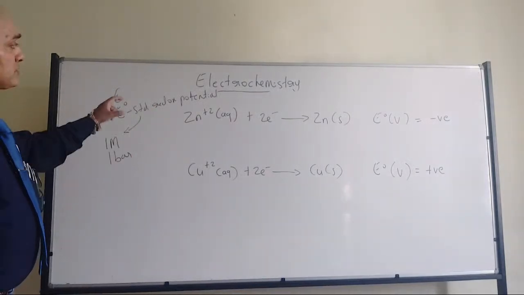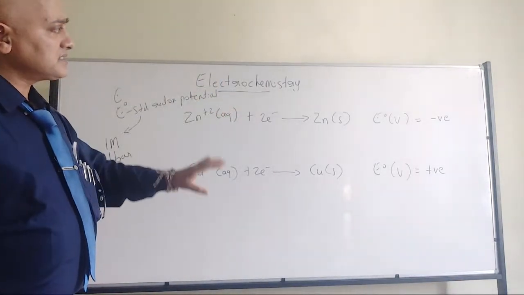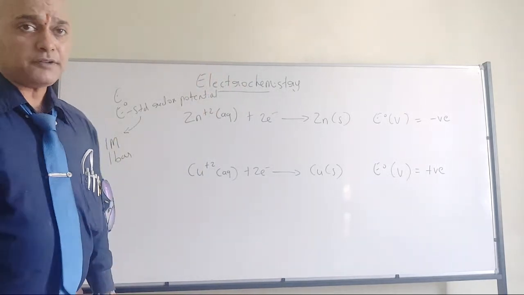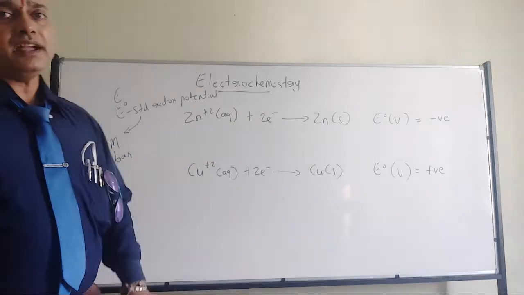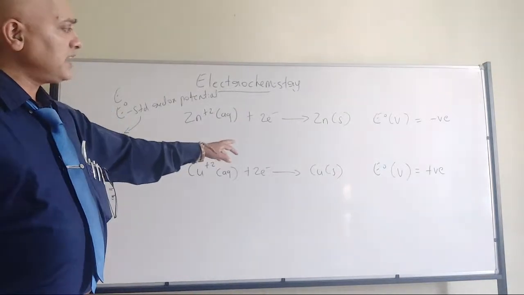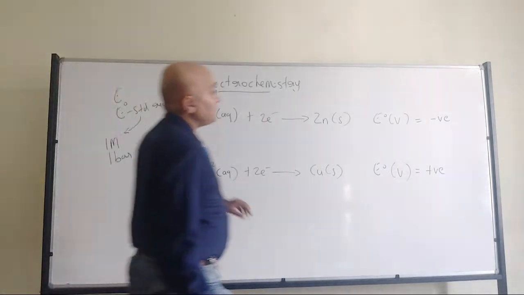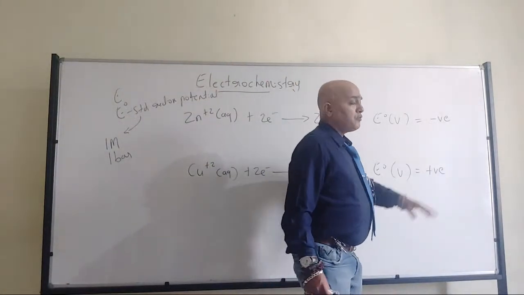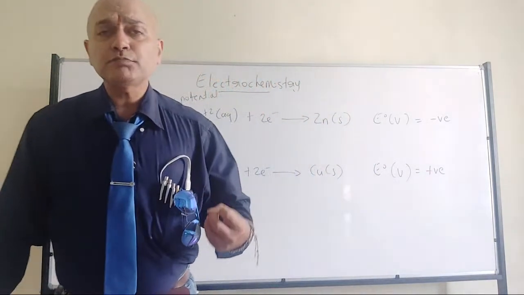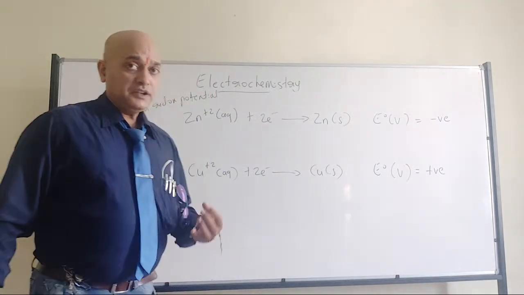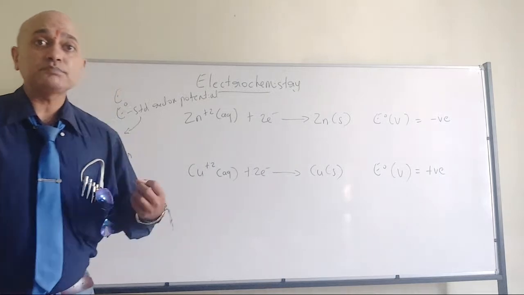So which is having positive value? Zinc ion taking 2 electrons and becoming zinc, they are having negative value. What about this one, where copper ion accepting 2 electrons and becoming copper has a positive value. So now, what is the significance of these values? What do they tell us? What will happen if we have the redox potential value as negative? What will happen if we have the redox potential value as positive?